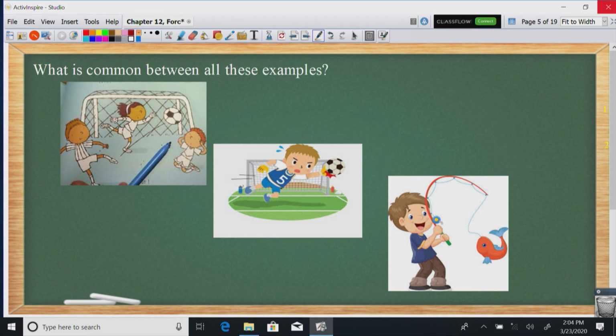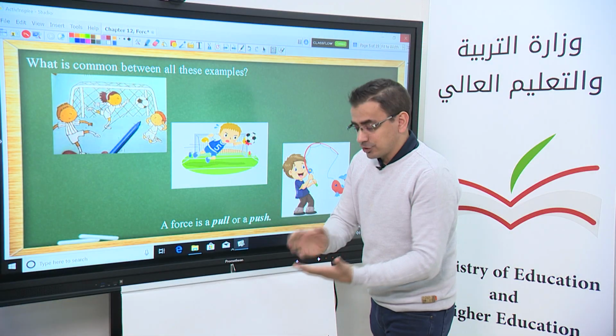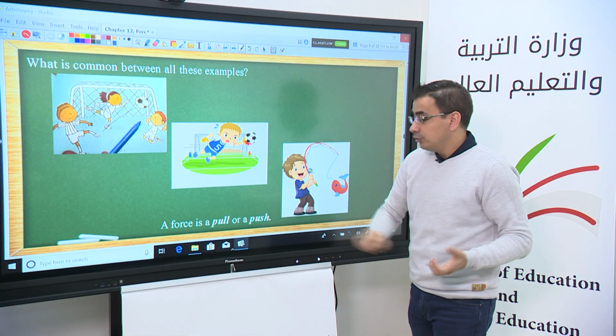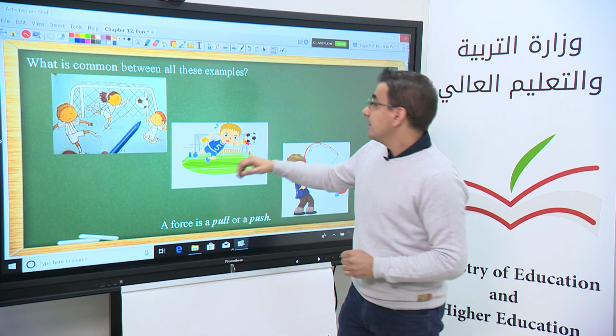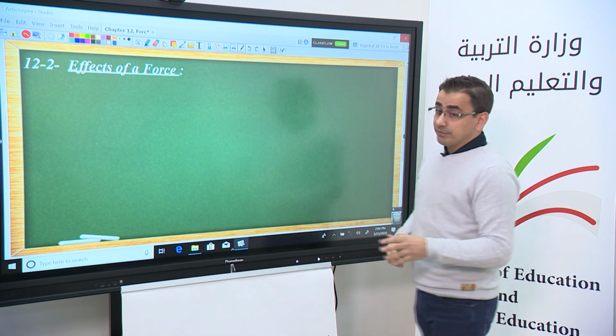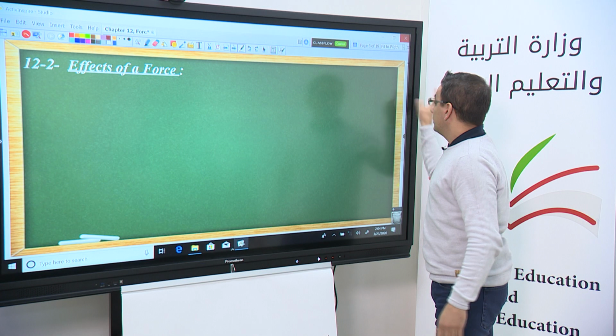All of these rely on a mechanical action that's producing motion, modifying motion, or even deforming an object. These mechanical actions are referred to as forces. Simply, what does force mean? The definition of a force is, safely, a pull or a push. We pulled or we pushed. Any action of pulling or pushing is simply a force. Now, the effects of a force that we just mentioned.